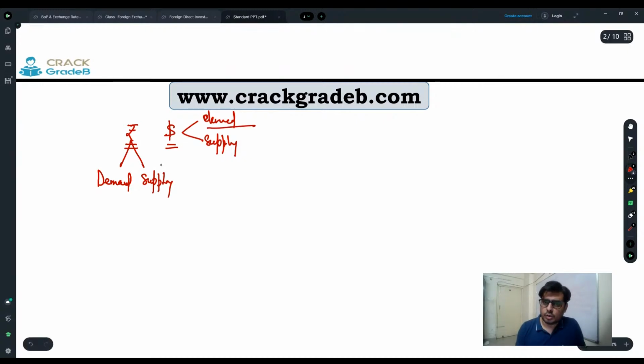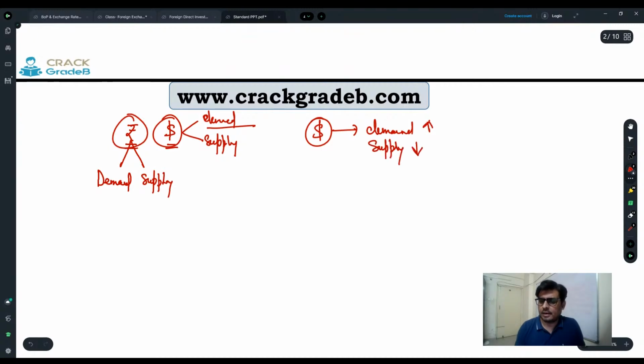If the demand of dollar is going to increase, whereas the rest of the variables are constant, only the demand of dollar increases, then what will happen? The value of dollar is going to increase. So in what case is the value of dollar going to increase? When its demand increases or supply decreases. Rupee demand decreases, or supply increases.